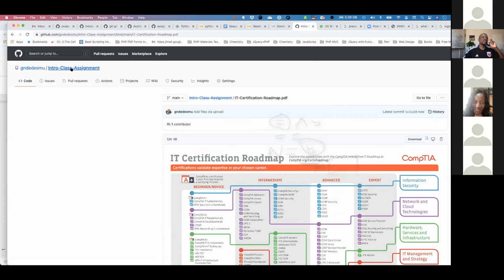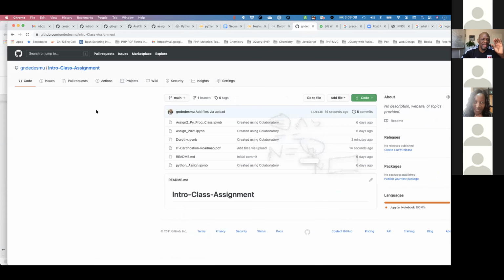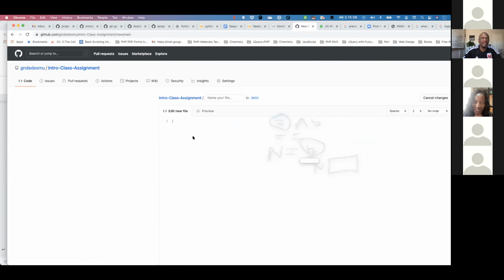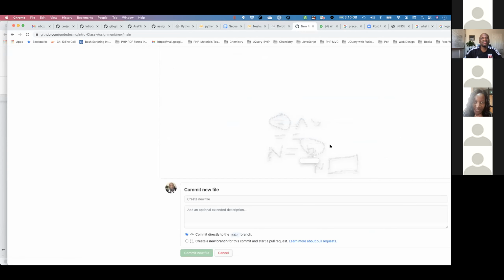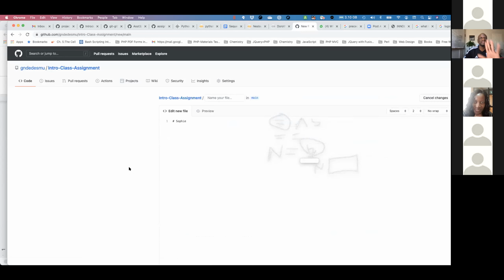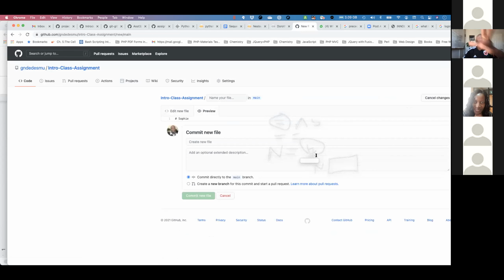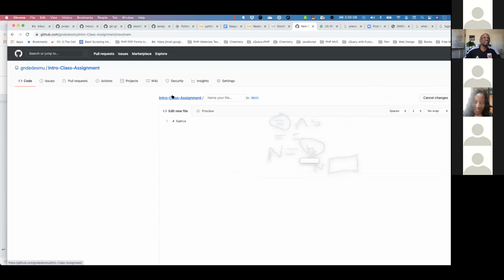So remember, you have to go here in your desired repository, because you might be having several repositories. My repository for this class, I say intro class assignment, and then I go here and say upload files. You can even create a new file if you want. Say, if you want to create software, I can just create that file, review it, and then save it. But in this case, we are not going to save a file.